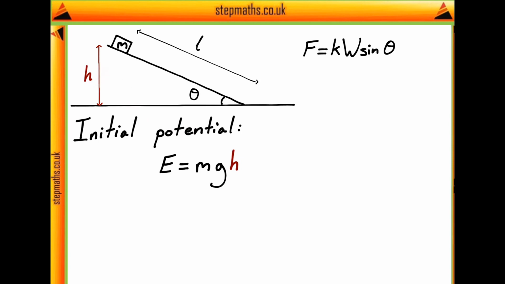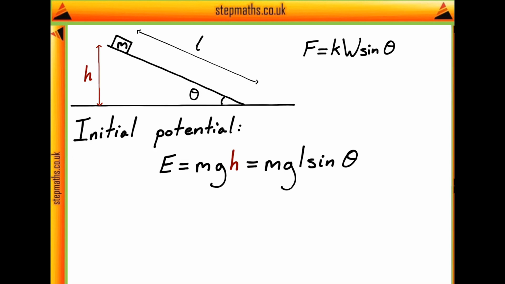Now the next thing to do is try and find out what h is going to be in terms of some of the variables we were given. What we can do is have a look at our diagram and realise that we've got a triangle here made up of a length L, an angle theta, and this height h. So we can use some trigonometry to find out what h is going to be in terms of L and theta. Doing this, we find that h is equal to L sine theta, so our equation for the potential energy becomes this.